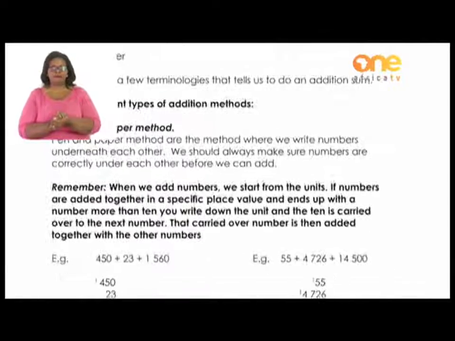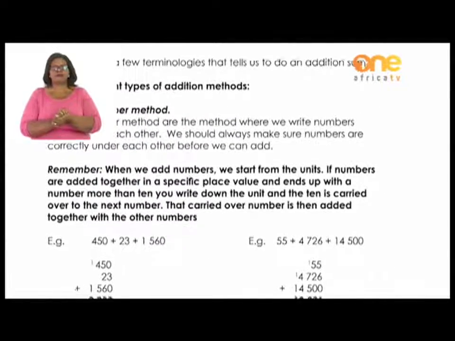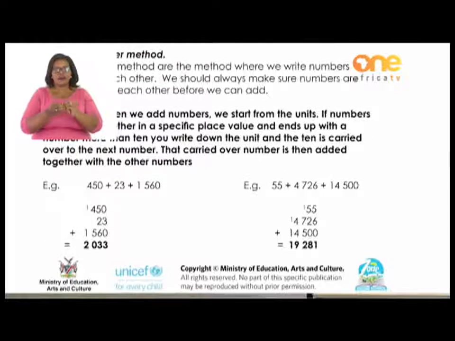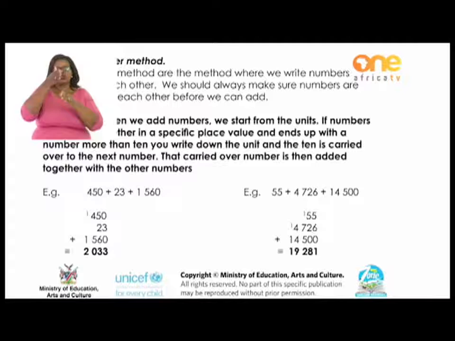Now let's start. We get different types of addition methods. Our first type is our pen and paper mode. Now pen and paper mode is the method where we write numbers underneath each other. And here we should always make sure numbers are correctly under each other before we can add. Now pen and paper mode is how they taught us to write numbers in grade 3, grade 4. Now let's see, how do we do pen and paper mode?